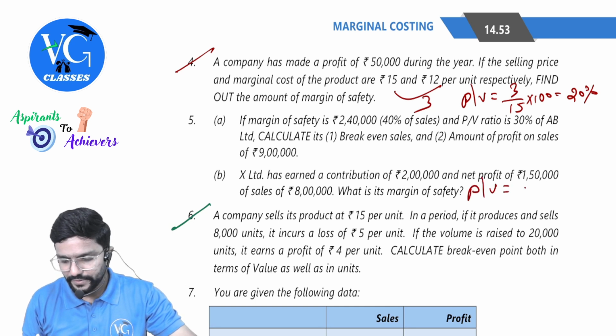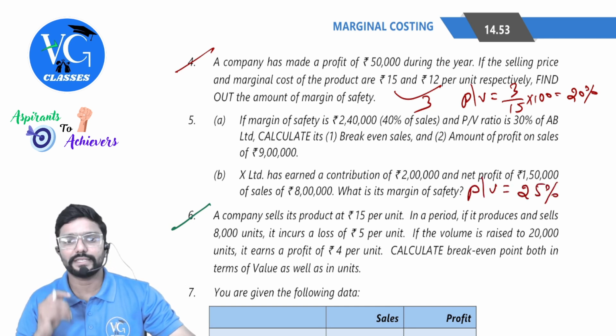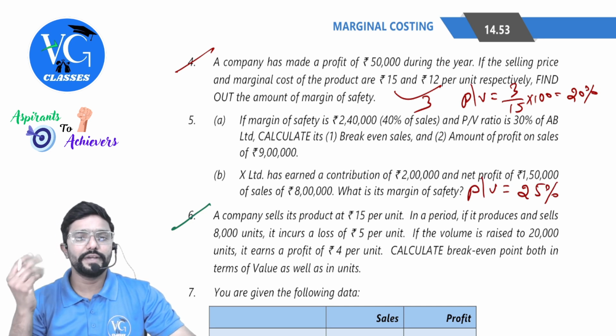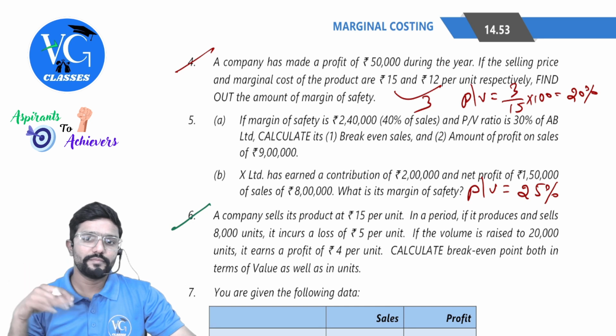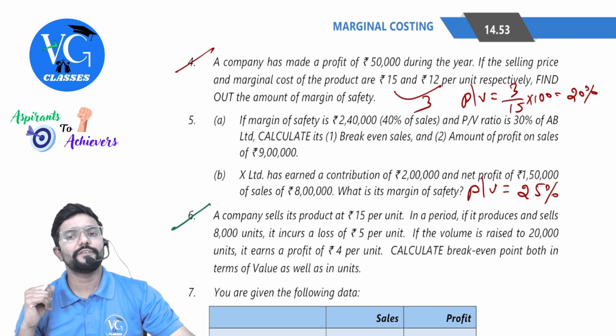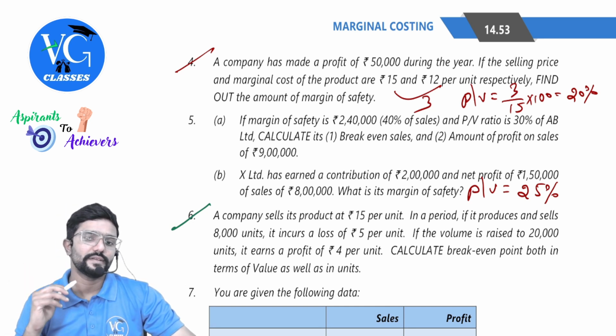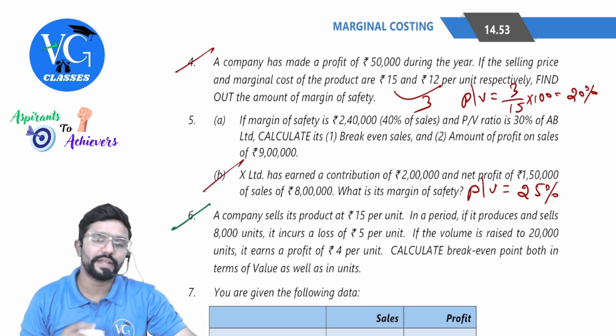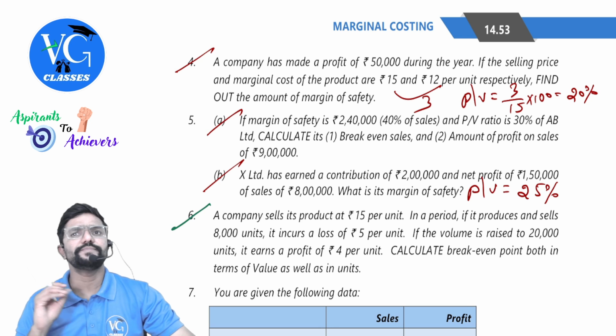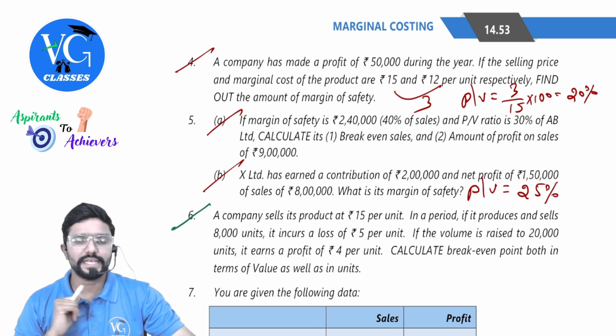2 by 8, 25%. Profit we know. Profit divided by PV ratio. 1,50,000 divided by 25%, 6 lakh. So what is margin of safety? 6 lakh. Got it now? Margin of safety is 6 lakh.